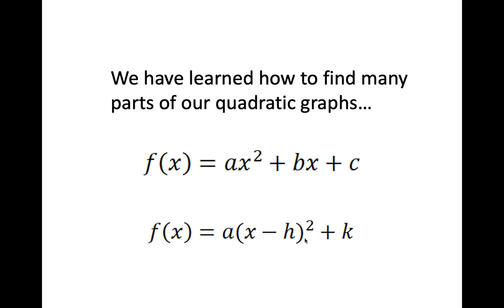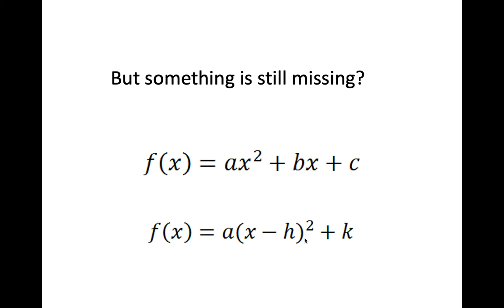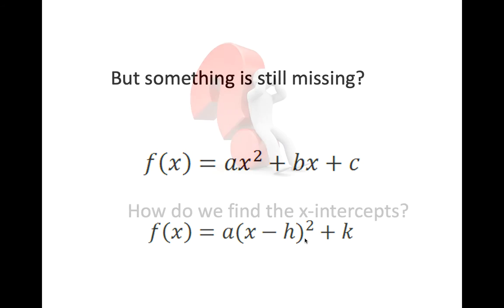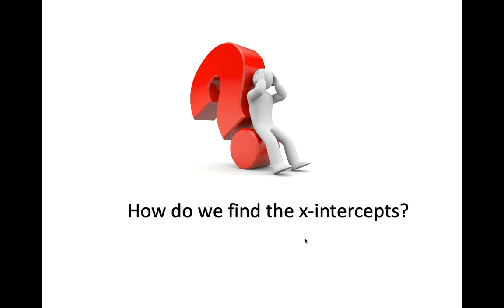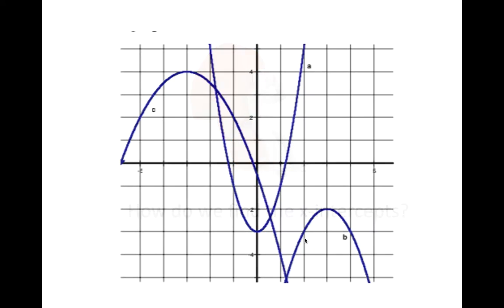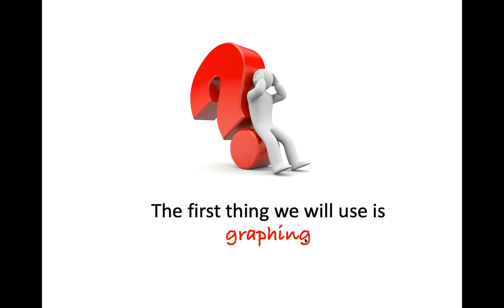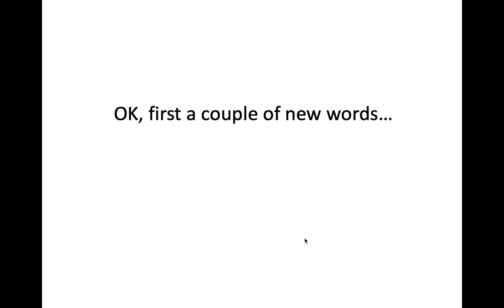These have all been parts of our topic so far, but there's been one thing that we've been avoiding, and that is the x-intercept. So how do we find the x-intercepts? Well, it turns out we're going to be taking the rest of chapter 4 to talk about how do we find those. The first one we're going to do is simply by looking at the graphs. And so we will be using our graphing calculators to be able to do that.